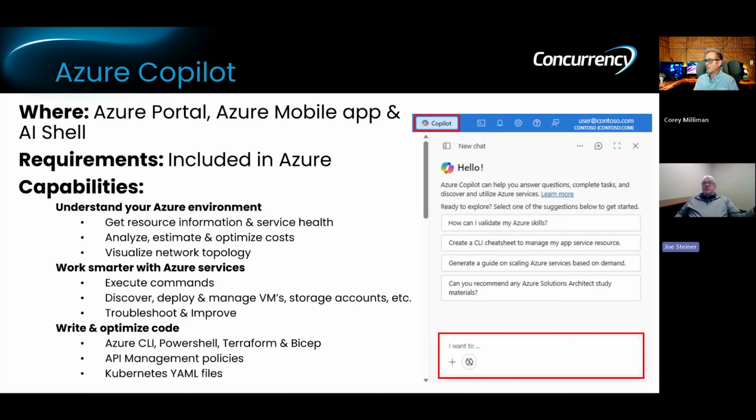This is included with Azure. There are not additional licenses that are required for this, from what we've seen, for at least these things we're sharing right now. And it'll allow you to do things like understand the Azure environment, get resource information, service health, analyze, estimate, and get recommendations for cost optimizations just through a prompt, right? Be able to visualize my network topology. That can be very useful as things continue to change in our Azure environments. That can be very helpful for gathering information rapidly that way.